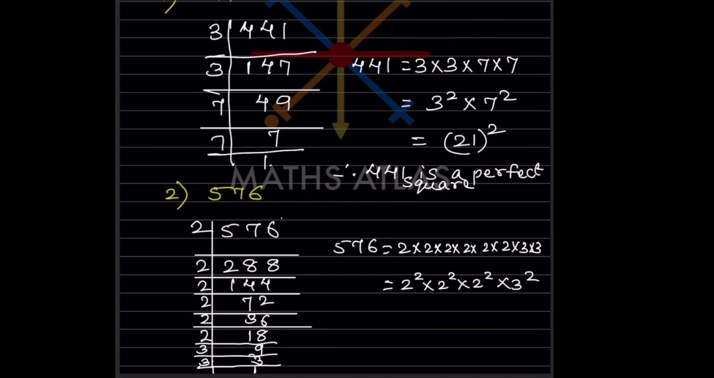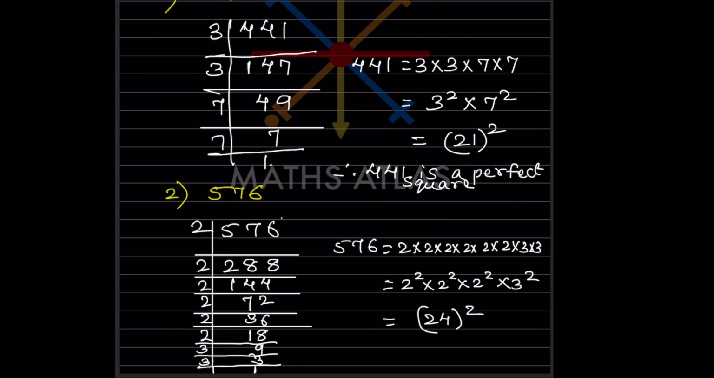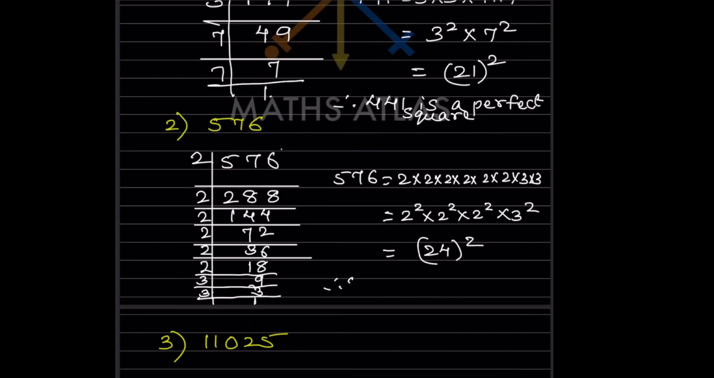Now this will be how much? 2 2s are 4, 4 2s are 8, and 8 3s are 24. That will be 24 squared. So we can say, therefore, 576 is a perfect square.